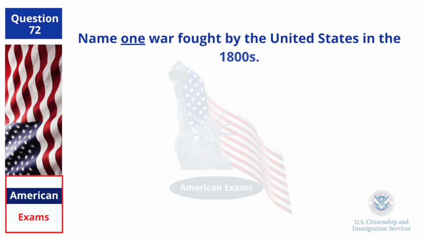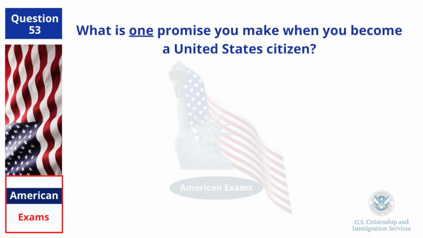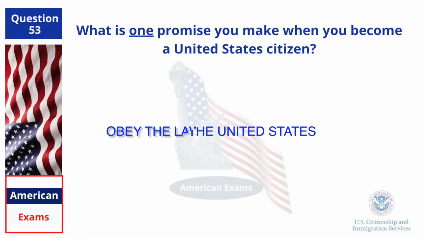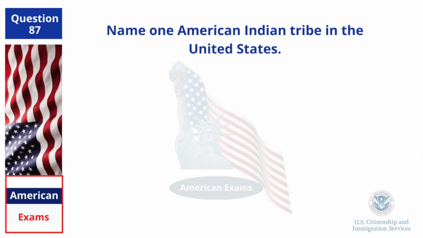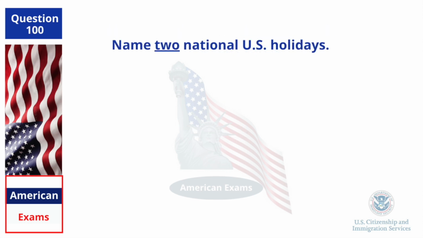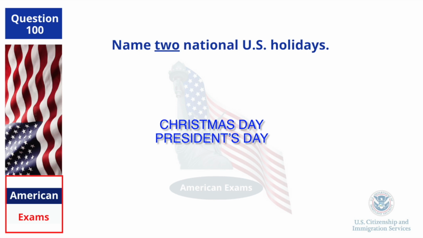Name one war fought by the United States in the 1800s. Civil War. What is one promise you make when you become a United States citizen? Obey the laws of the United States. Name one American Indian tribe in the United States. Cherokee. Name two national U.S. holidays. Christmas Day, President's Day.